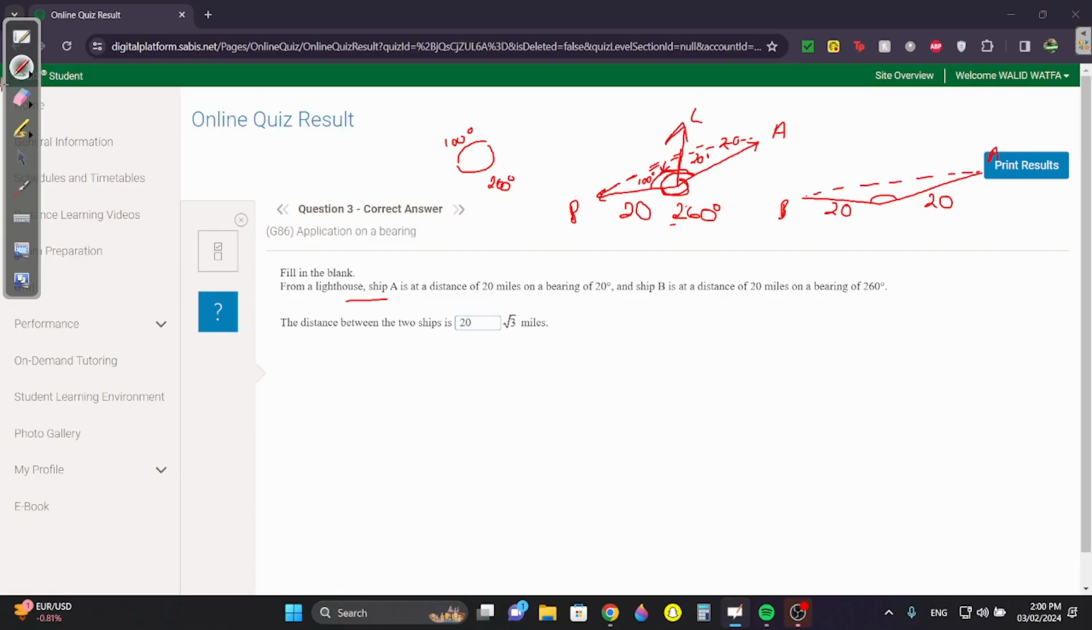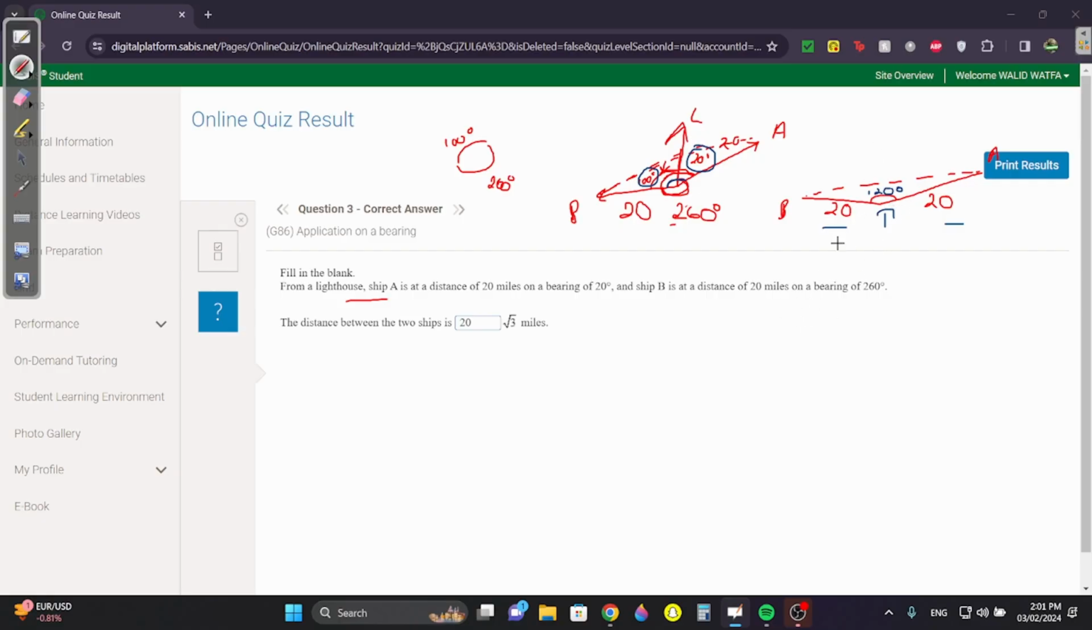So can I know the full angle now? Yes, I can. If this is 20 and this is 100, that means the full angle will be 120 degrees. Now we want the side AB. How do you find a side when you have the other two sides and the angle in between them? Use the cosine rule. I will use the cosine rule because I have the angle and the other two sides.